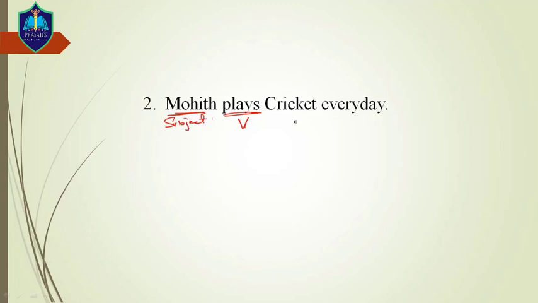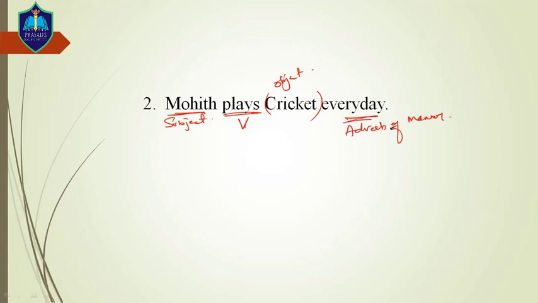So, he is doing what? He is playing cricket. So how to identify the object here? If it is active, we can just check with the what or who. Mohit plays what? We can replace with what, and hence we can make cricket as an object. But what is everyday here? So, everyday is an adverb of manner. Adverb of manner, because here it is explaining the frequency of the verb play, right? So, how many times it is happening?